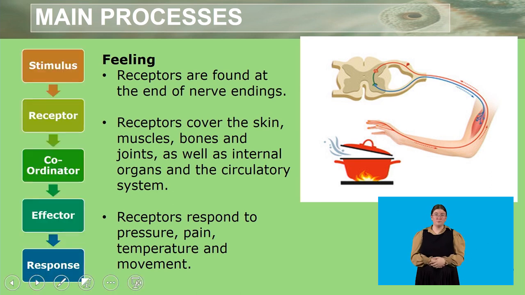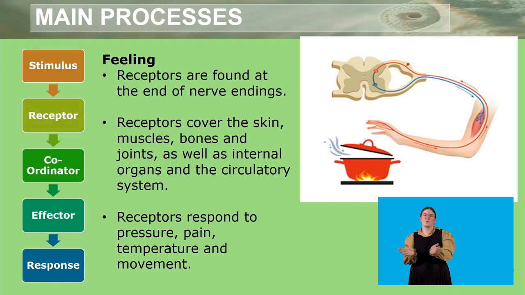It can also be expressed in a flow diagram like this. We have a stimulus. Our stimulus in this case is the hot pot. We have receptors at the end of nerve endings, and these receptors in this instance are found in our skin. We have the coordinator and we have the effector, and then the response will be to remove the hand from the hot pot. This is a message that is sent by the brain.